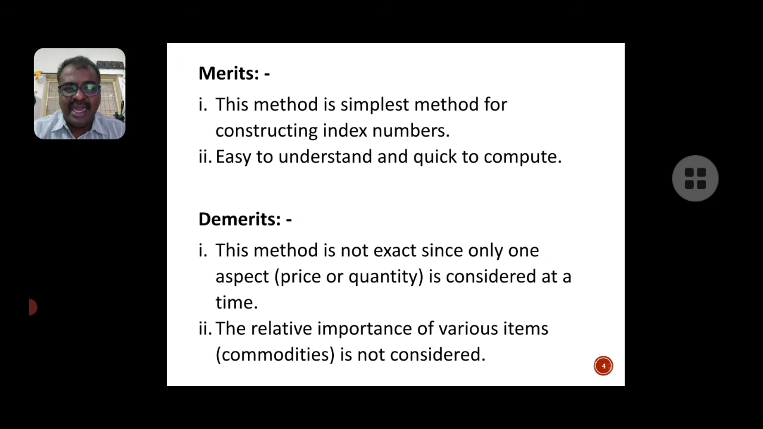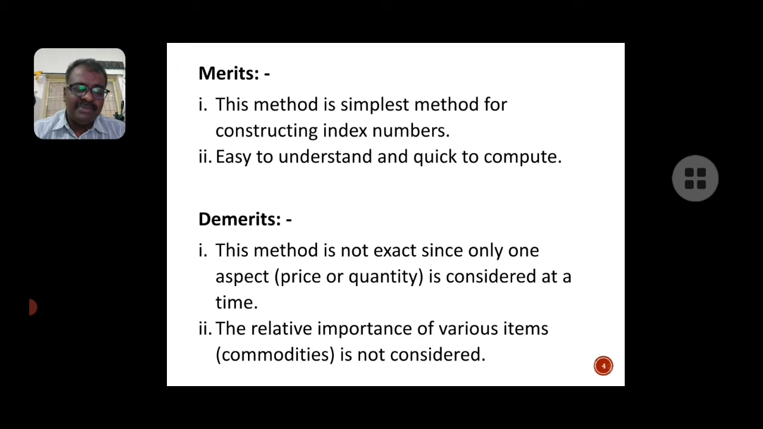Now, what are the merits and demerits of this method? The merit of this method is that it is the simplest method. It is the easiest method for constructing index numbers. Further, it is easy to understand and quick to calculate. So two merits: one, it is the simplest method; second, it is easy to understand and also easy to calculate.